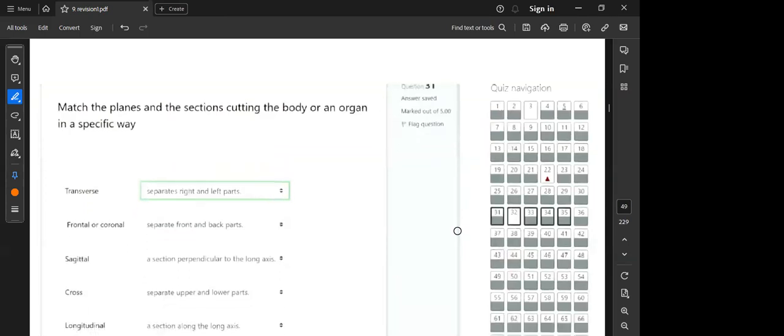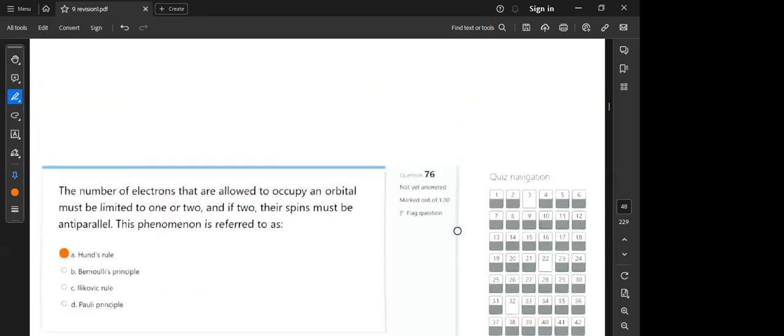Okay, found something on Hund's rule. So this rule states that when filling degenerate orbitals, basically orbitals with the same energy, electrons occupy each orbital singly before pairing up, and they have the same spin.